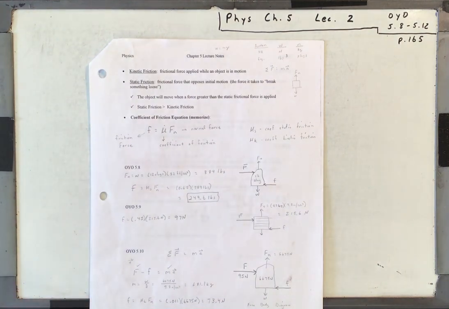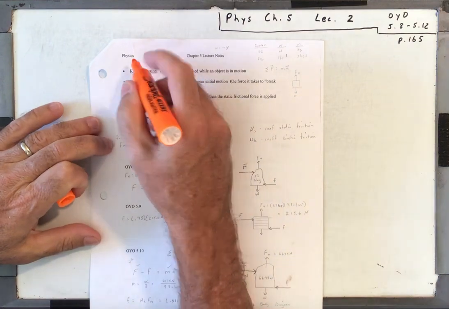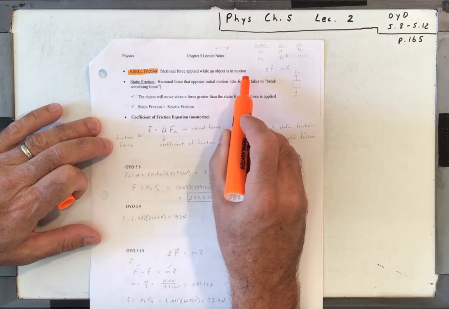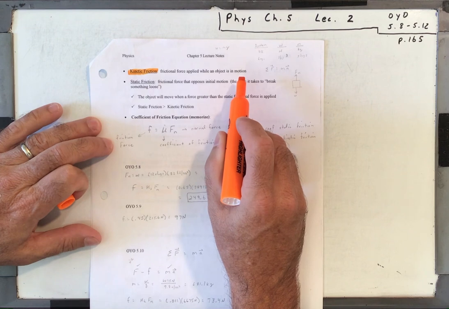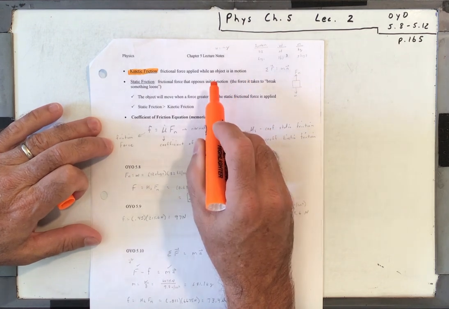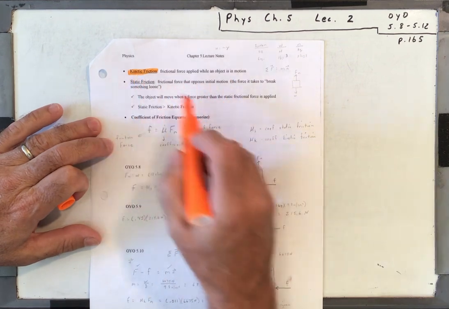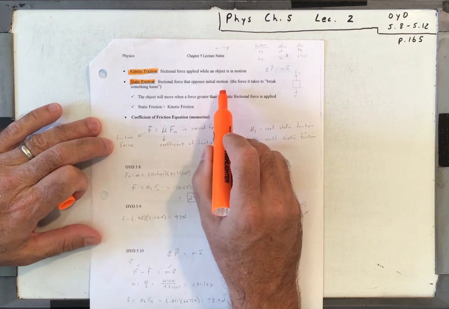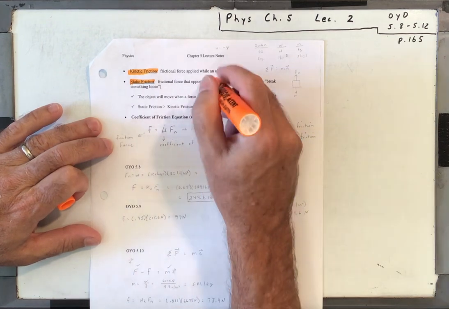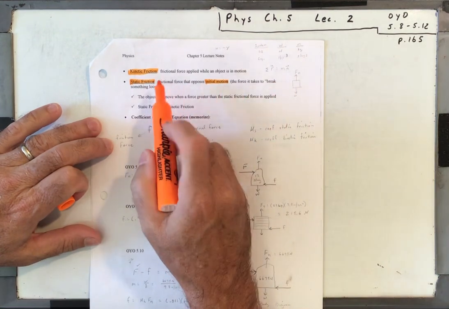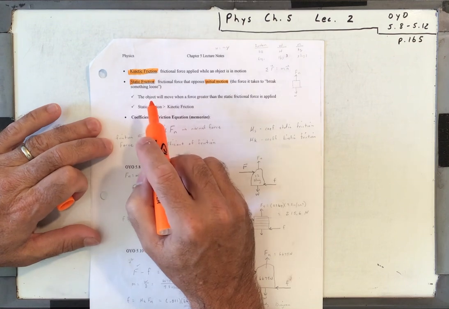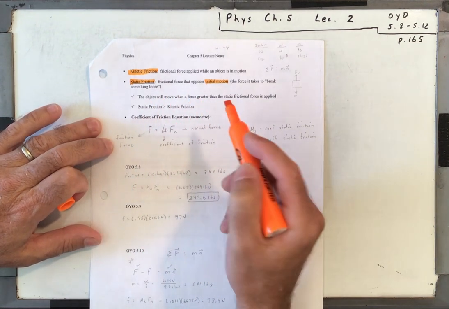So a little bit of vocab to start. Kinetic friction is the frictional force applied while an object is in motion. So if you were sliding something across the floor, it's resisting you, and that frictional resistance we call kinetic friction. Static friction is the frictional force that applies to initial motion. It is the force it takes to break something loose. So you've probably noticed that if you're pushing a heavy box along the floor, it's harder to get it moving than it is to keep it moving.